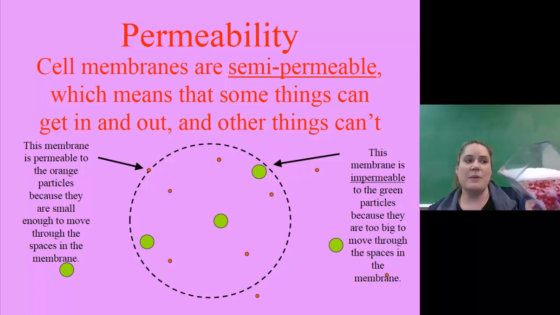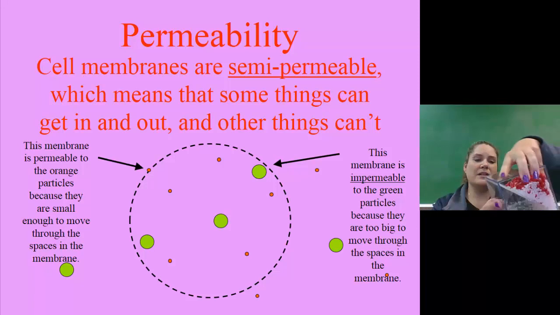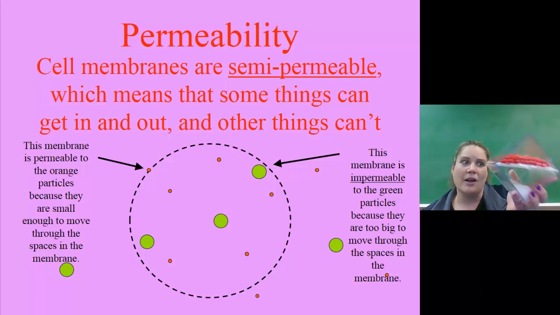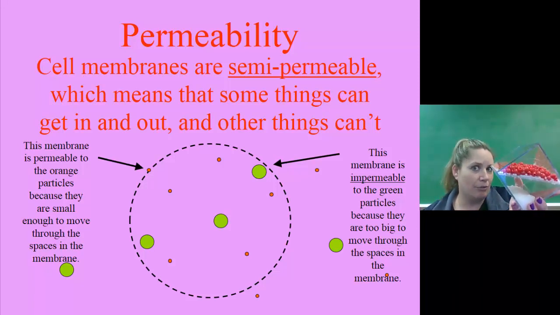So again, this membrane is semi-permeable because some things can make it through the membrane, but other things can't make it through the membrane.